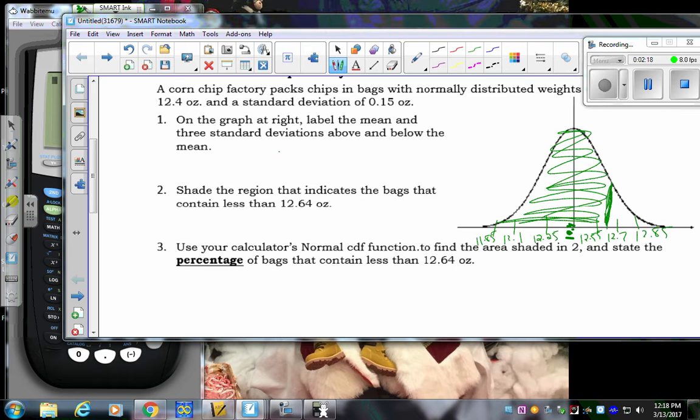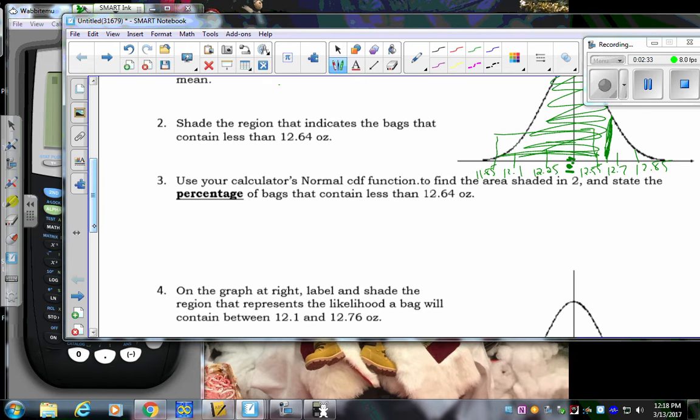I can use those to ballpark, okay, from like here all the way over to the first standard deviation is going to be 50 plus 34, so 84%. So I know it has to be bigger than that, but I don't know for sure. So what we're going to do is we're going to use our calculator's normal CDF function to find that area. Okay, and it says state the percentage. So we're going to change our answer to a percent. Remember, you're going to be looking for either percents, decimals, or how many.